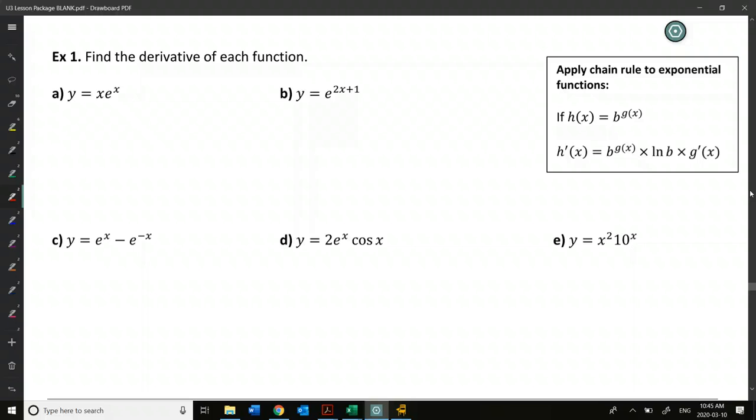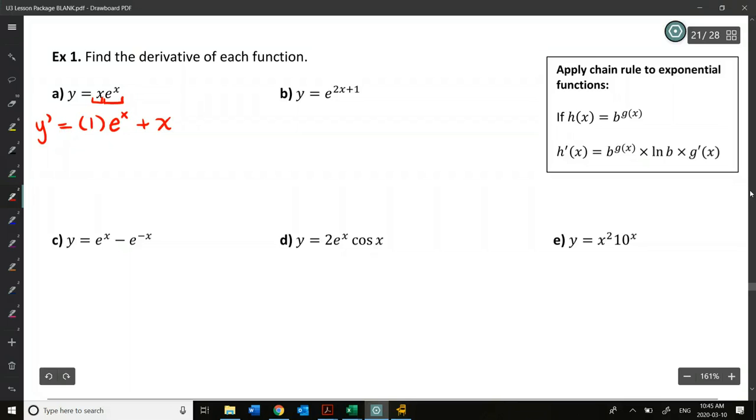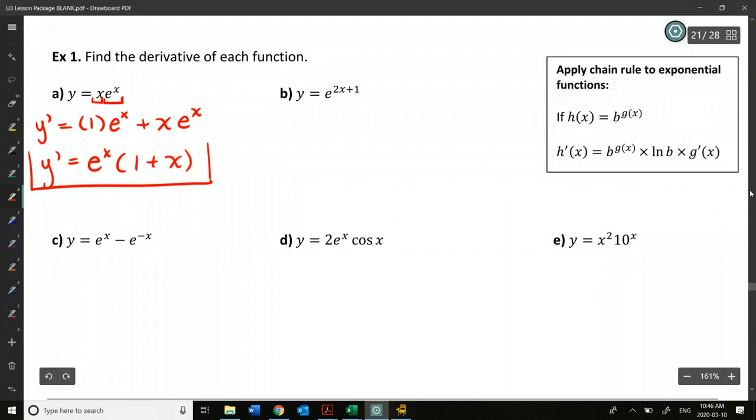All right, so for the first one here, we're going to think about this as product rule. So we need to do derivative of the first, which is derivative of x, so 1 times the second plus the first times the derivative of the second. So you're going to do e to the x. So if we common factor here, we'll be left with e to the x times 1 plus x. Okay, so we're applying product rule for this first one.